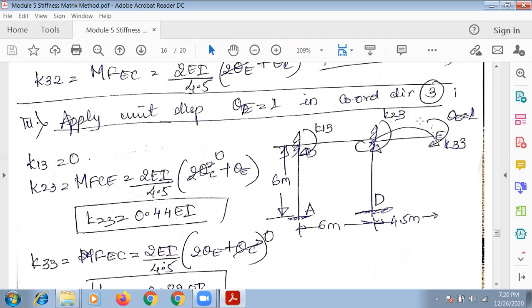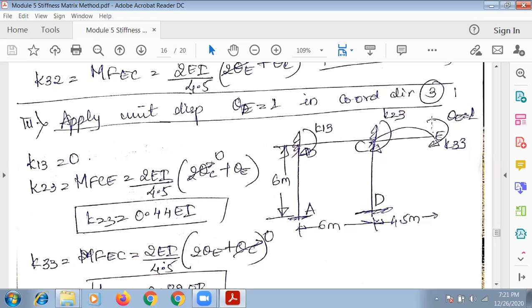Now when you apply a rotation here, what happens? It tries to push CE upward. So this portion of the beam goes upward, like this. Then what you have to do is mark again K1 first direction, K1, K2, K3. Write this as K1, K2, K3.